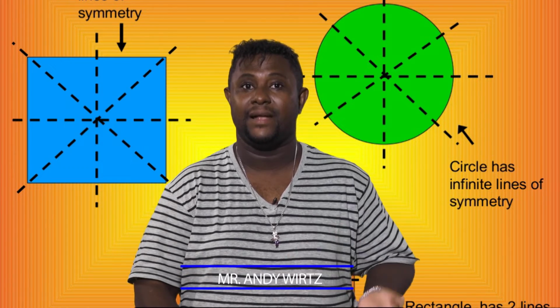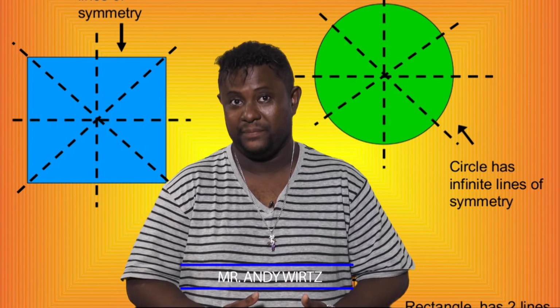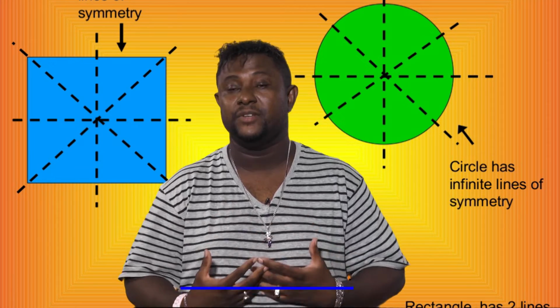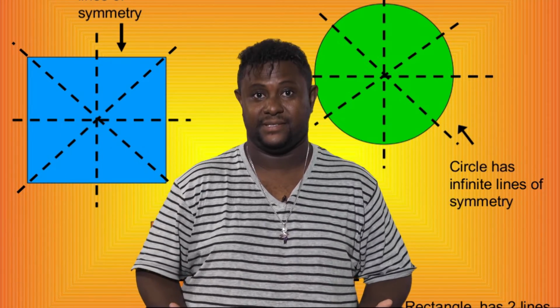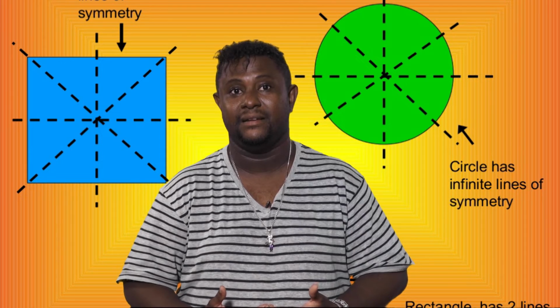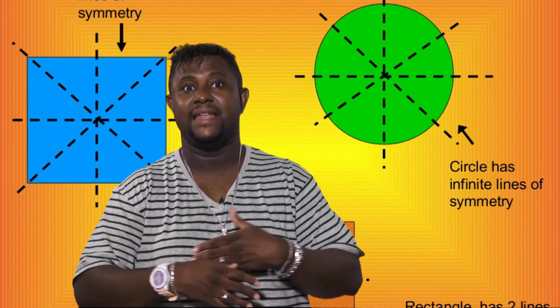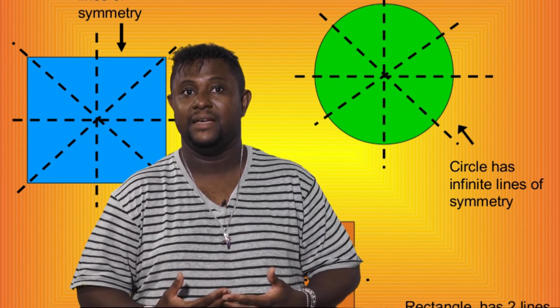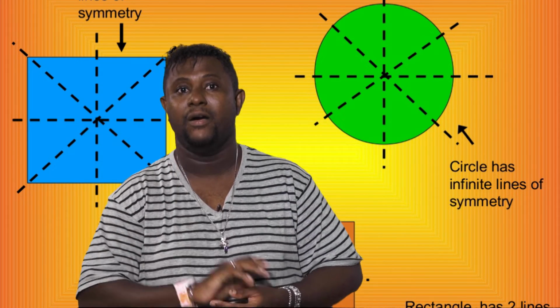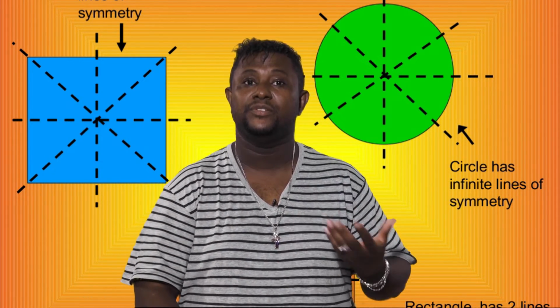So we've talked a lot about lines of symmetry. We've defined what a line of symmetry is, and we've seen that there are lines of symmetry in a lot of things around us. And we saw that some of them have vertical lines of symmetry, horizontal lines of symmetry, diagonal lines of symmetry, and some of them may have more than one line of symmetry. So let us see what we're going to do today.